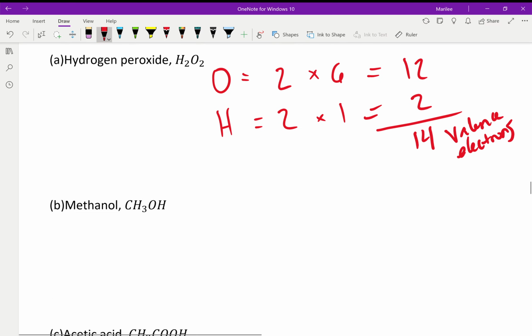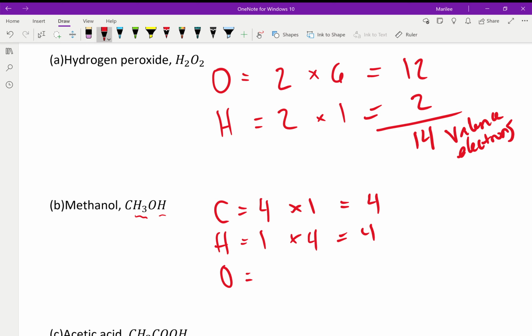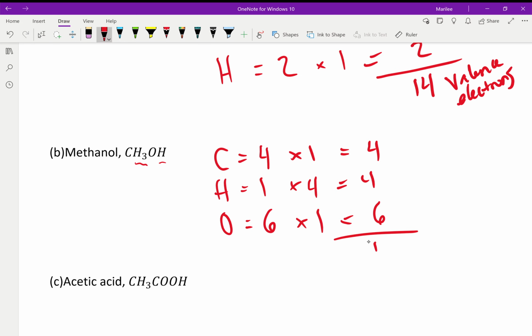Our next example is methanol, which is CH3OH. So carbon has 4 electrons on its most outer shell. How many we have? We have 1 carbon. Hydrogen has 1 electron on its most outer shell, and how many we have? We have 3 here and 1, so that's 4 hydrogens. And for oxygen, oxygen has 6 electrons on its most outer shell, and we only have 1 atom, and that is 6. So when we add these up, we get 14 valence electrons.